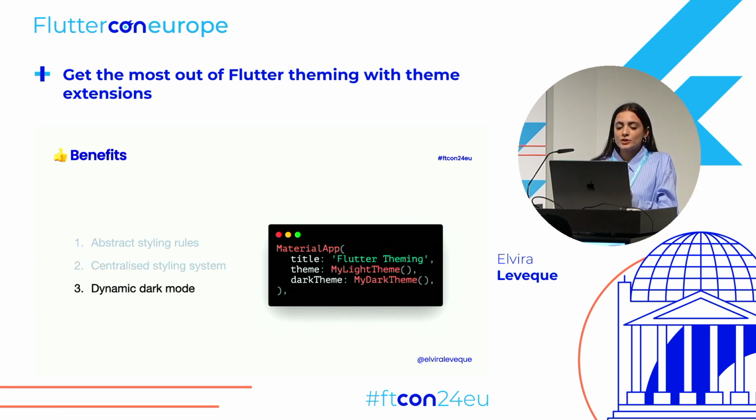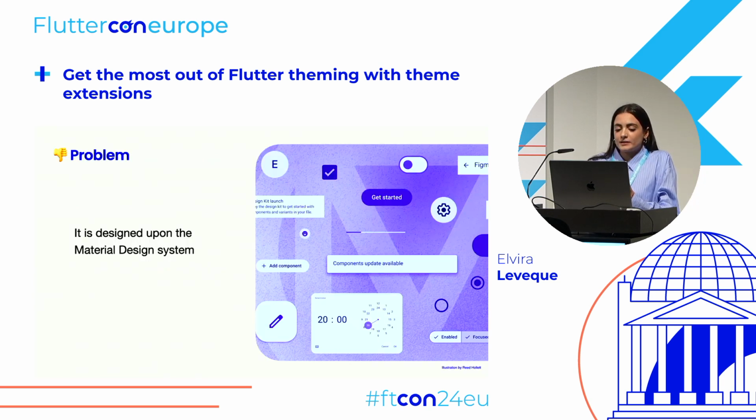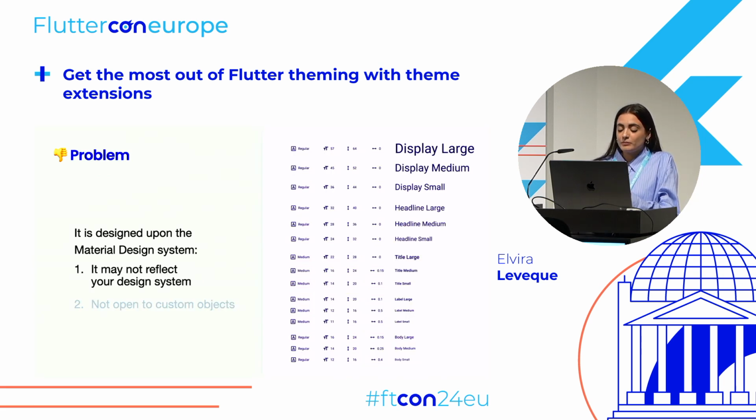And finally, we saw that dark mode will be dynamically managed by the framework itself. All you need to do is provide a dark implementation for it. So everything looks really nice, but the material theme also comes with some limitations. The main reason is that it is designed upon the material design system. What this means is that you will most probably need to adapt the design system of your app to the material one, because it is unlikely that your design system reflects the material one 100%.